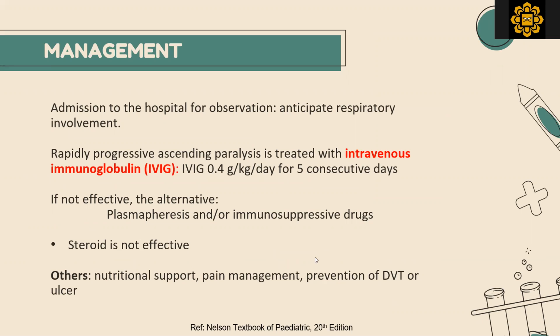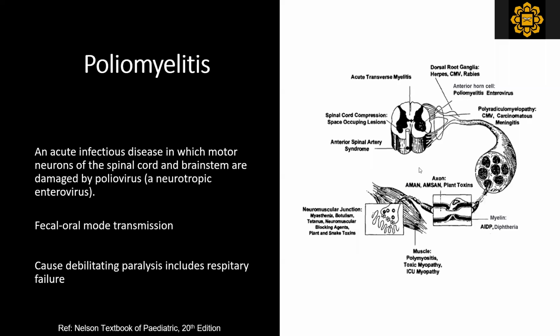So if it is not effective with IVIG, we might consider alternatives like plasmapheresis, the exchange of plasma, or other immunosuppressive drugs. Steroid is not effective. The other things we would like to cater for are nutritional support, pain management, and also prophylaxis for DVT because of the prolonged bedridden state.